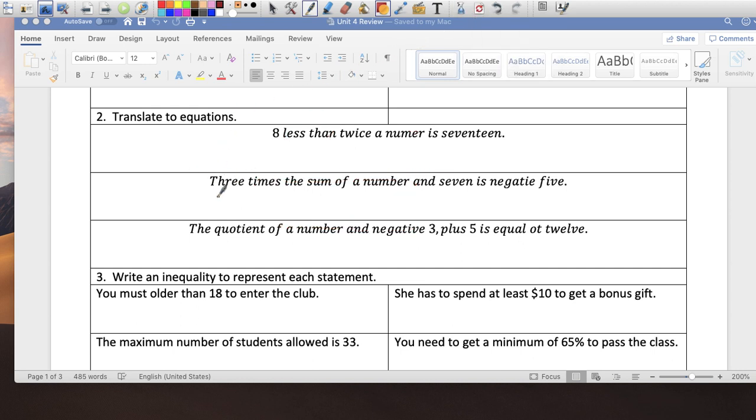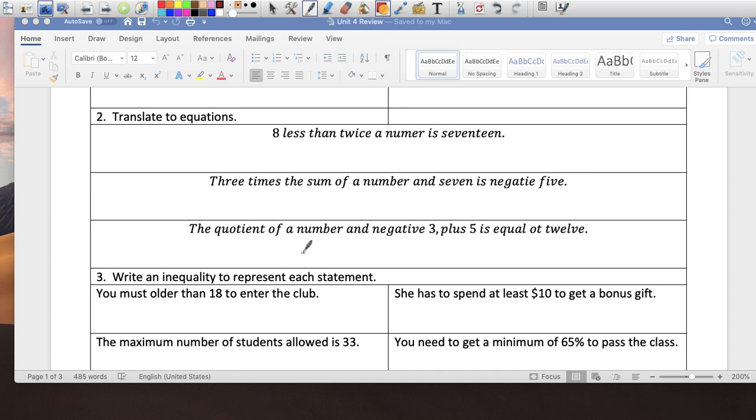3 times a number, well, 3 times, right? And then it says sum of a number, so sum. Sum means addition. What am I adding? I'm adding a number n and a 7, right? And is negative 5. So 3 times the sum of a number and 7. Well, I have to protect that because I have to add n and 7 first, and then multiply that by 3. So in this case, I needed a parentheses.